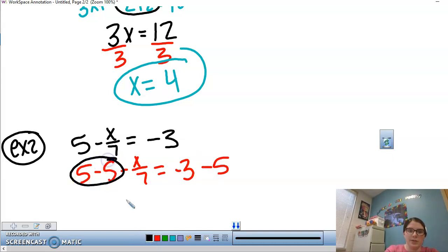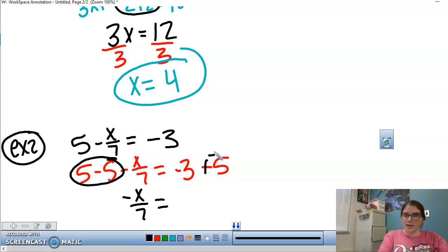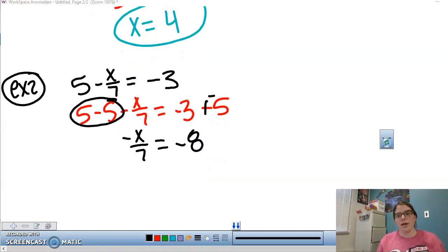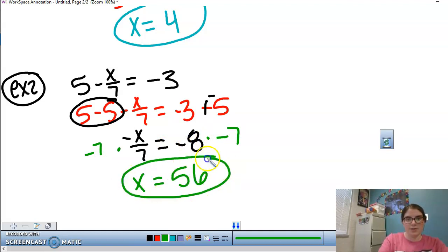These two are going to cancel out to be 0. So we have negative x over 7 left equals, if I keep change, negative 3 and a negative 5. Those are the same signs, so I'm going to add. So I'm going to get a negative 8. Right. Now I can multiply or divide. So I have x divided by 7. It's negative, so I'm going to multiply to get rid of that. I'm going to multiply both sides by a negative 7. This side, all the x left over, equals a positive 56. So remember, add or subtract first, then multiply or divide.